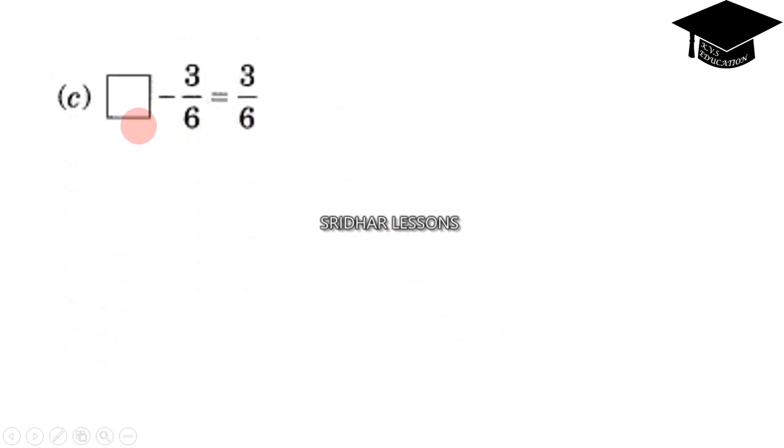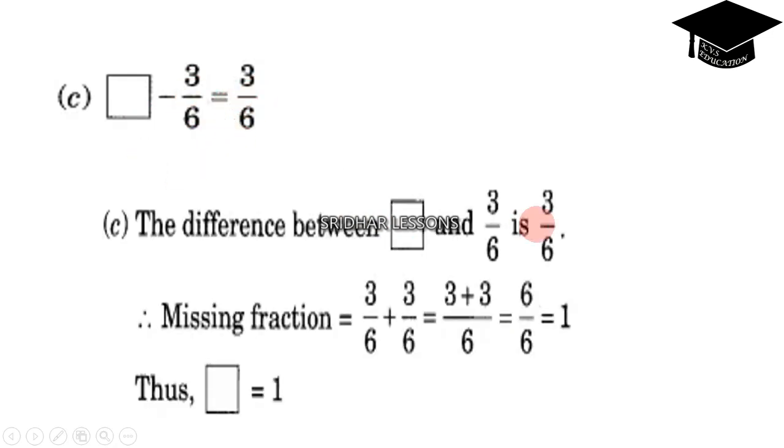Next, blank minus 3 by 6 is equal to 3 by 6. So what we have to do? We have to add 3 by 6 plus 3 by 6, because this 3 by 6 will come here and become plus. Therefore, the missing fraction is equal to 3 by 6 plus 3 by 6. This is equal to 6 by 6, which is equal to 1. So the missing fraction is 1.